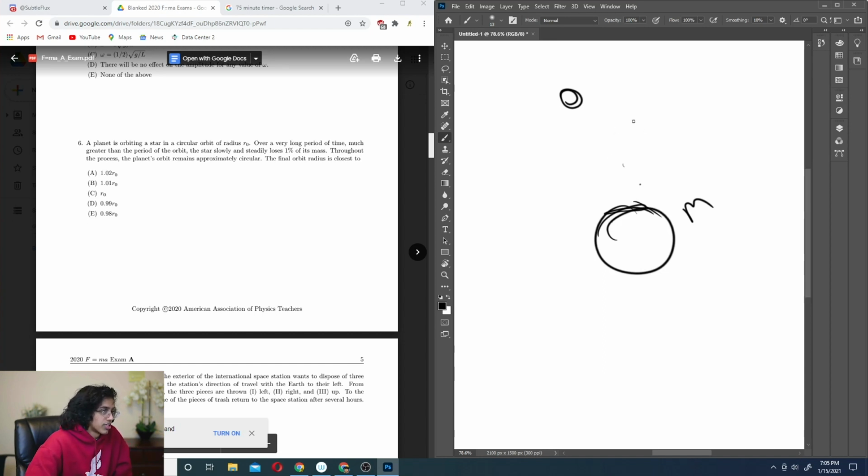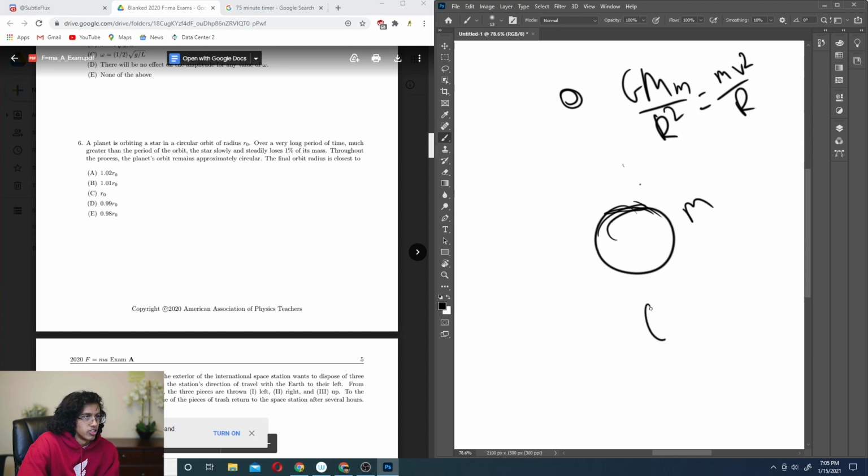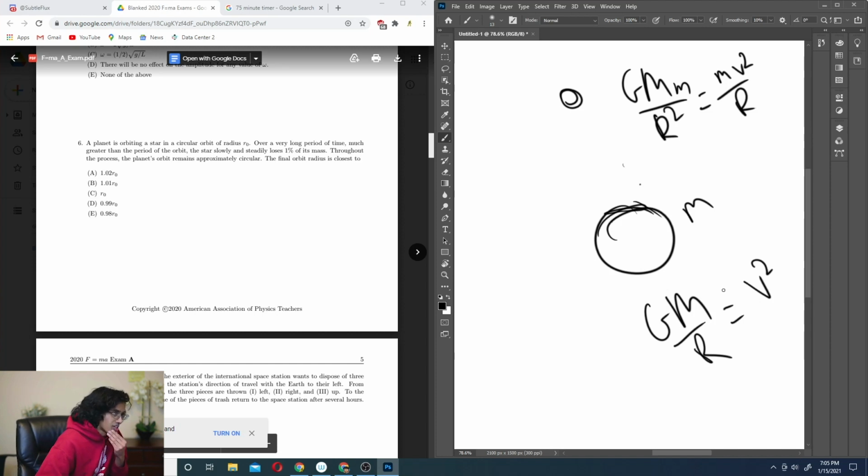So in a circular orbit, you basically have G M m over r squared, which is the force, is equal to m v squared over r, right? So essentially, G M over r is equal to v squared. But the velocity might change too, so that is annoying.